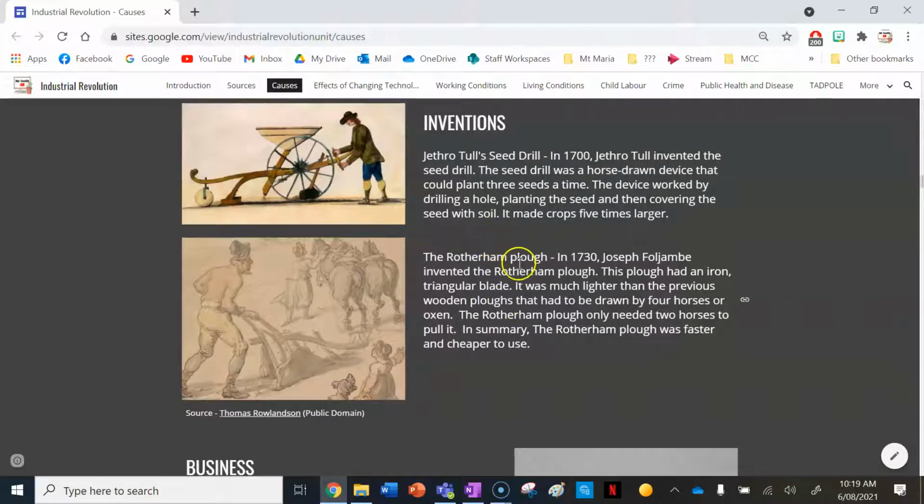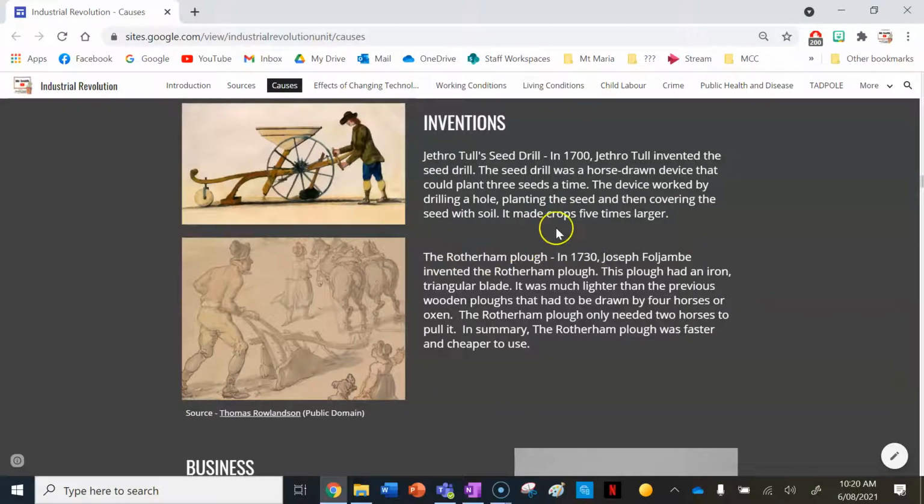And next are our inventions, our 2 ploughs, really. We've got Jethro Tull's seed drill in 1700. Jethro Tull invented the seed drill. The seed drill was a horse-drawn device that could plant 3 seeds at a time. The device worked by drilling a hole, planting the seed, and then covering the seed with soil in one motion, and it made crops 5 times larger.